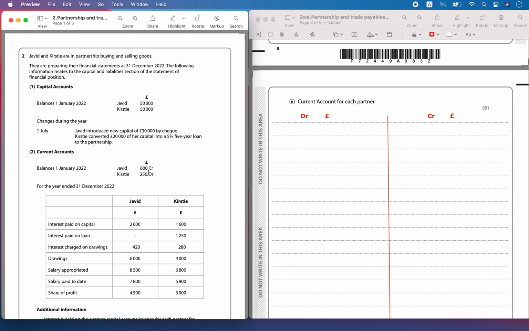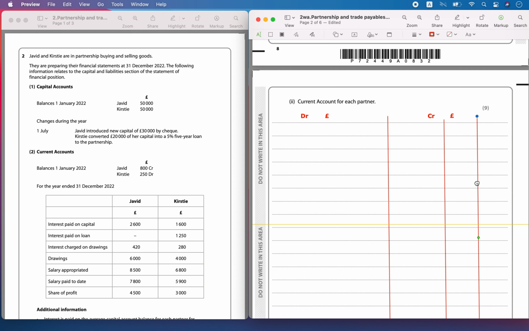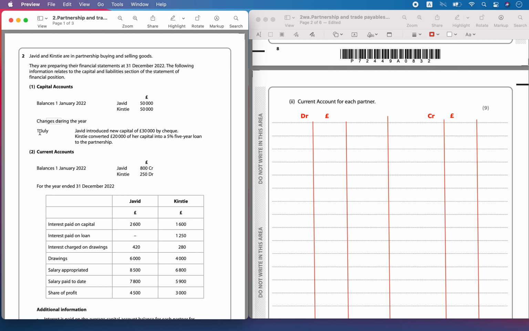Now the current account balances are given. For Javid it is 800 and for Kirstie it is 250. So let's prepare the current account balances. The current account is a liability account. Let's start the book by putting the balances as on 1st Jan 2022, the balance brought down.